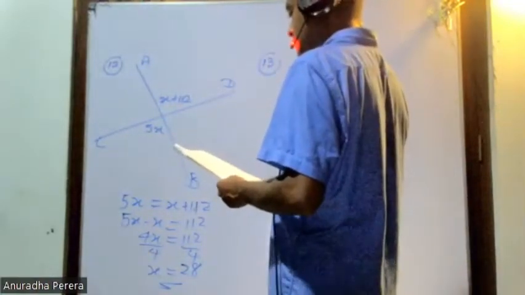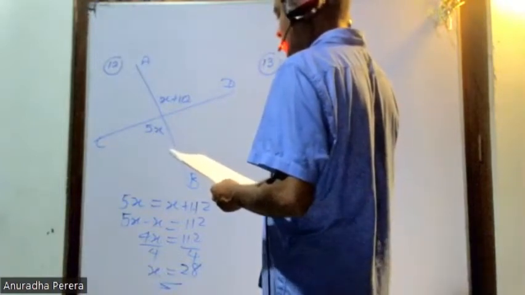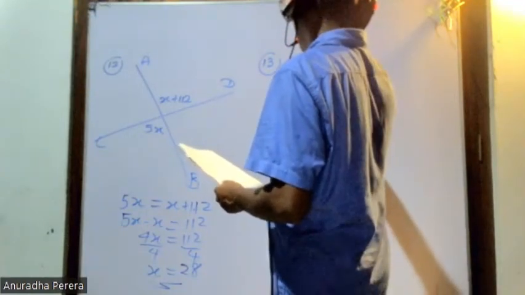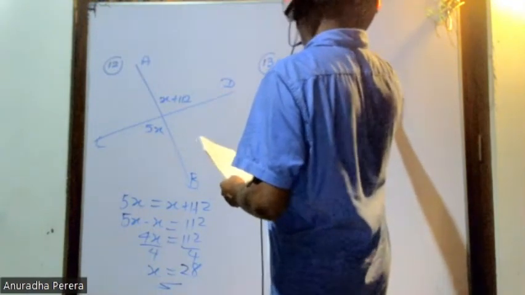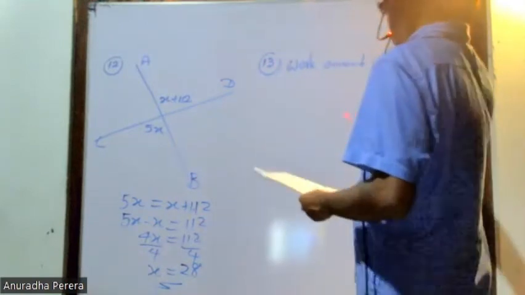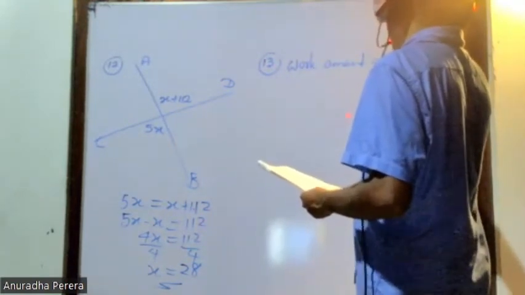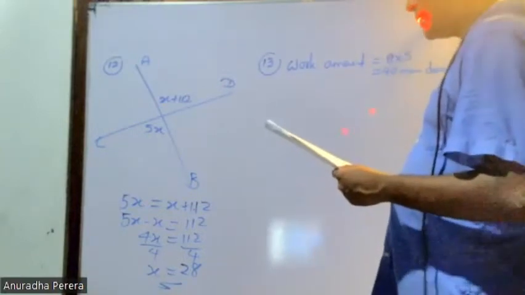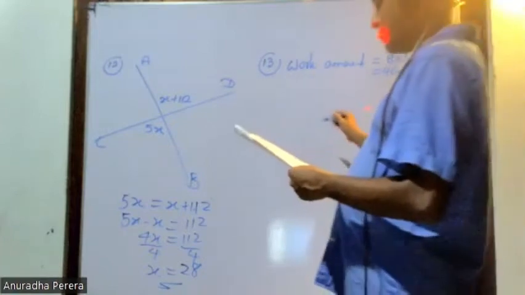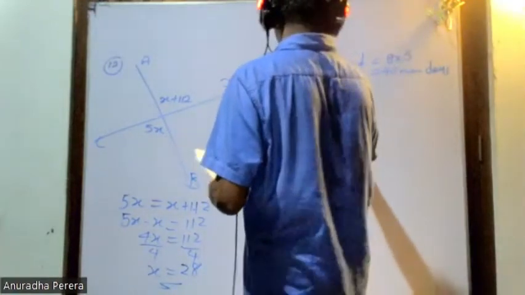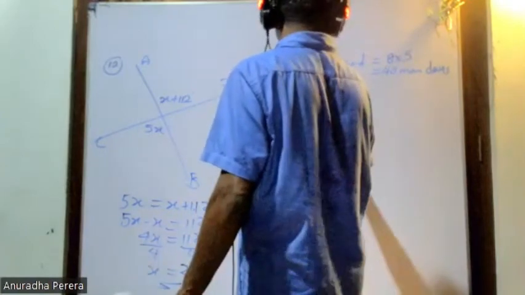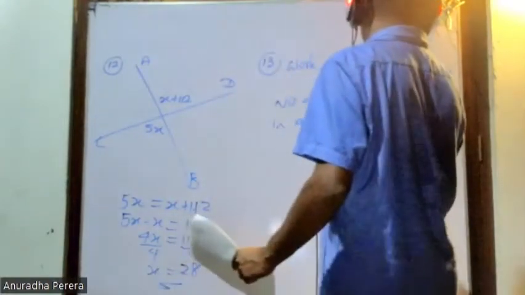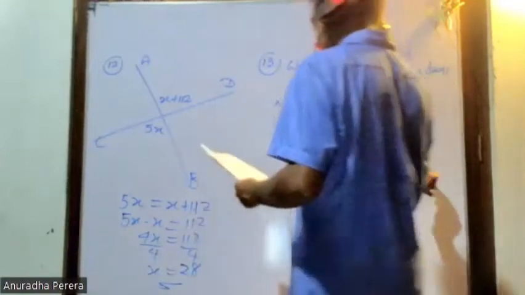Eight men can complete a certain task in 5 days. How many men are needed to complete the task in 4 days? We can determine the work amount first. Eight men complete it in 5 days, 8 into 5, 40 man days. To find the number of men needed in 4 days, divide this 40 by 4. The answer is 10.